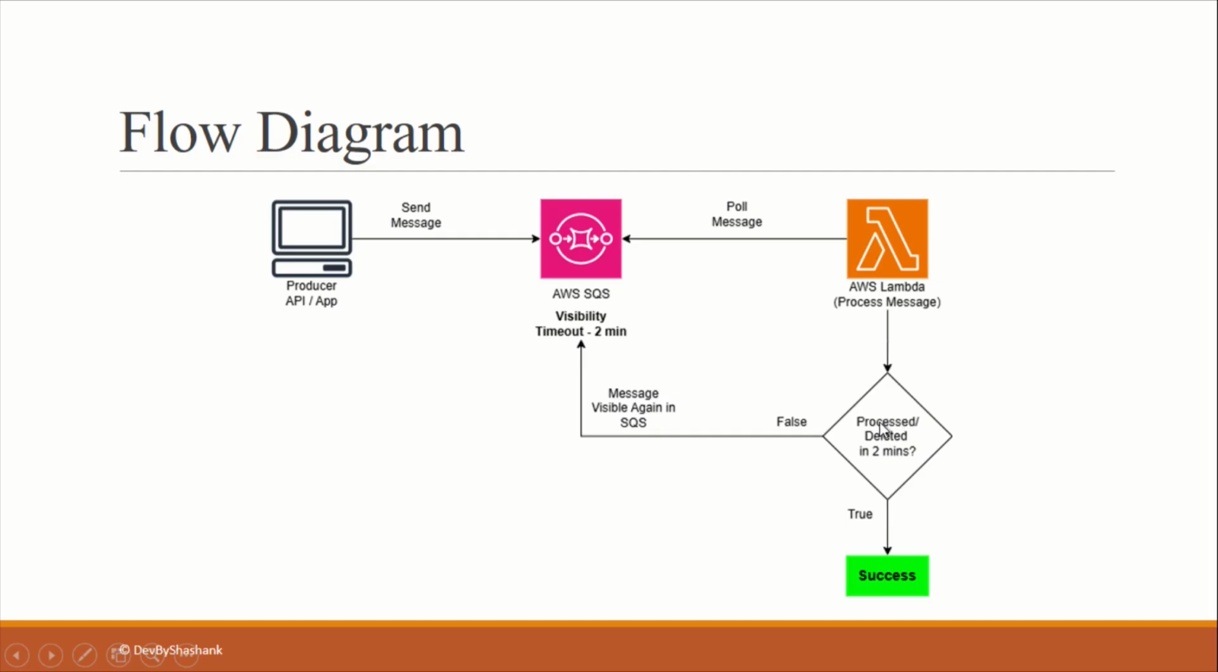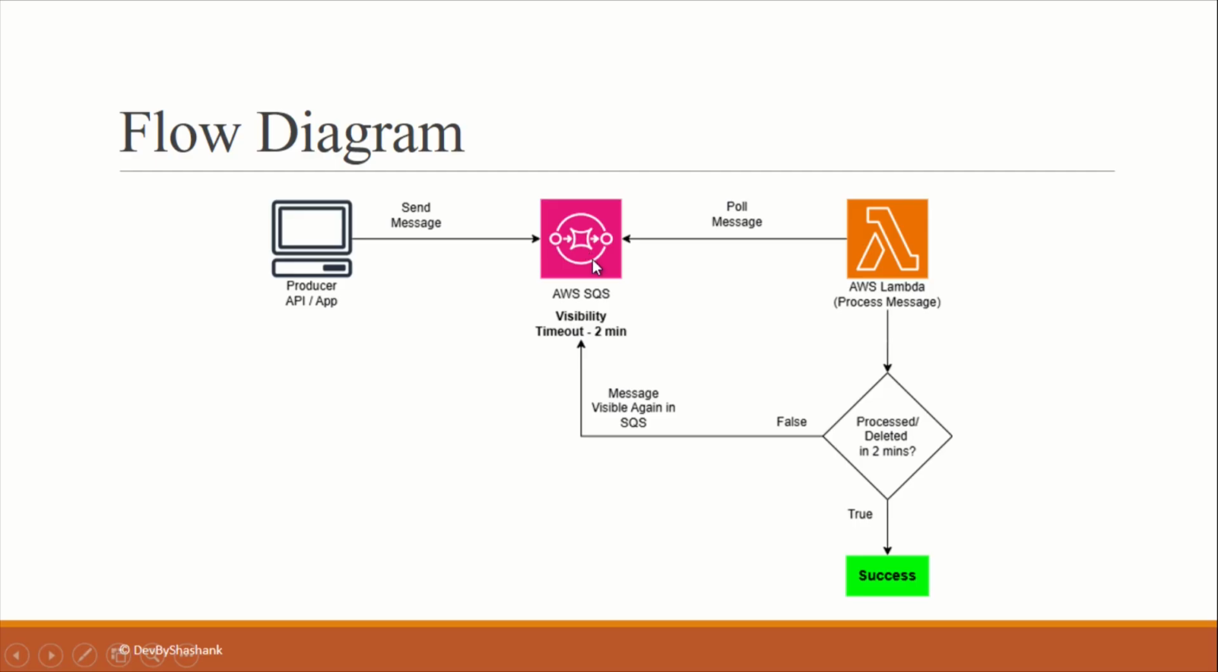If the Lambda is able to process or delete the message within the visibility timeout that we have set as 2 minutes, then that invocation will be a success. And if it fails to process that message within 2 minutes, then that message will be visible again in SQS, and the Lambda will have to poll that message again. So guys, this is how visibility timeout is going to impact. If we have set the visibility timeout to 2 minutes, then the Lambda will have to process or delete that message within the 2 minutes. If it is not able to do that, then that message will again be visible in SQS.